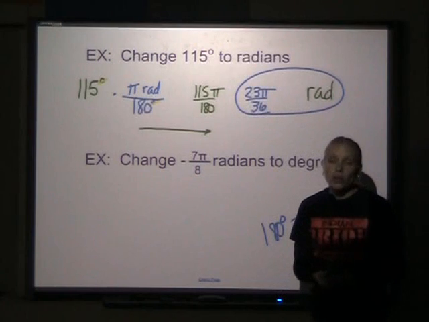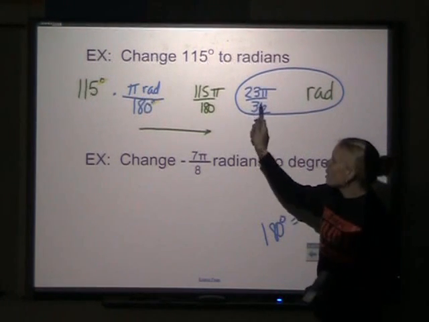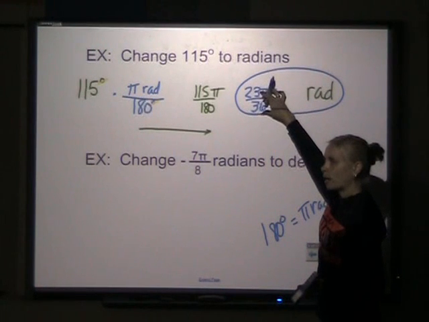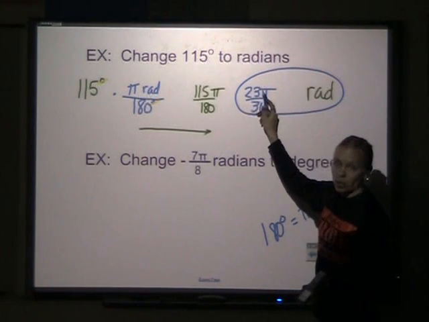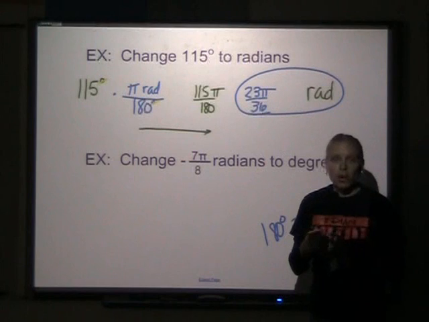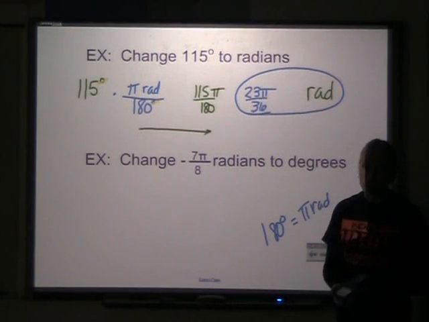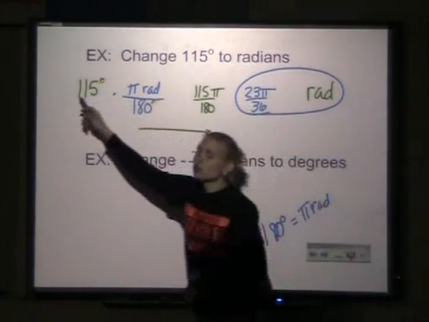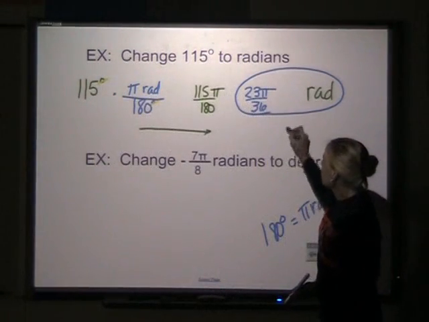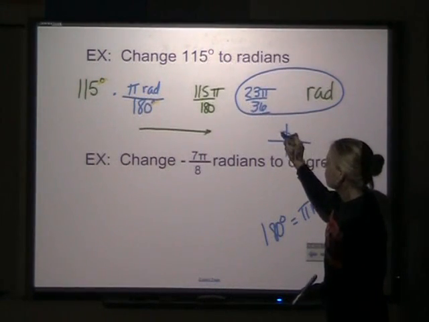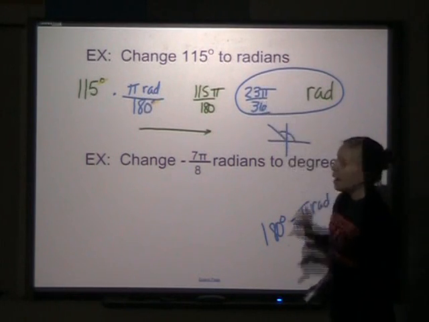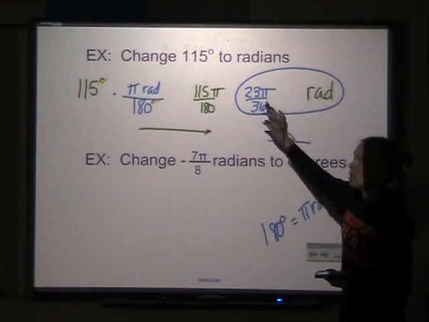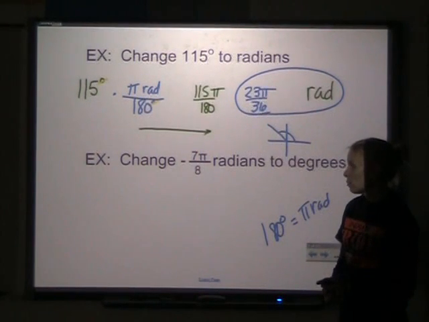The one thing I do want to warn you, radians is always written as an improper fraction, not a mixed fraction. So even if you get a mixed number on your calculator, you have to change it to that improper fraction. Okay, so these two are the same measurement. One's just in degrees, so here's 115 degrees. There's 23 pi over 36 radians. They're the exact same angle, just written two different ways.